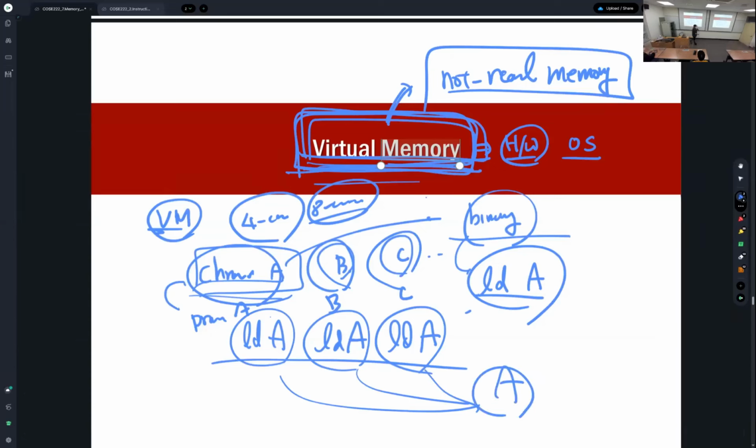But if we launch a different application, or if we launch the same application multiple times, these applications are actually accessing different data. So how can we manage this case? For example, Chrome A, B, and C execute the same load instruction, but they are using different data. How can we manage this case?